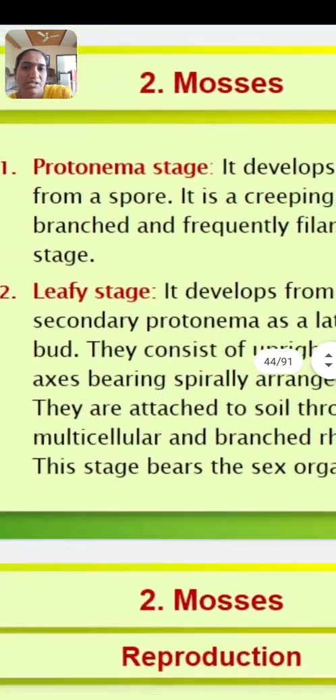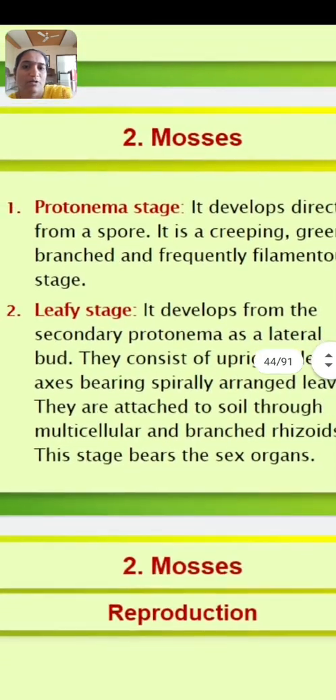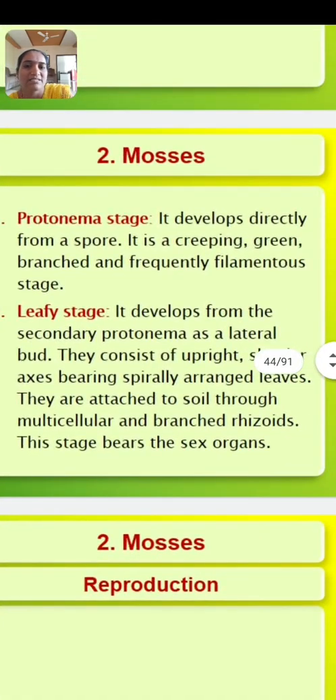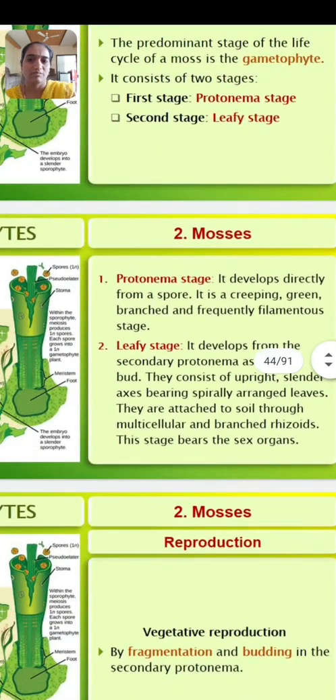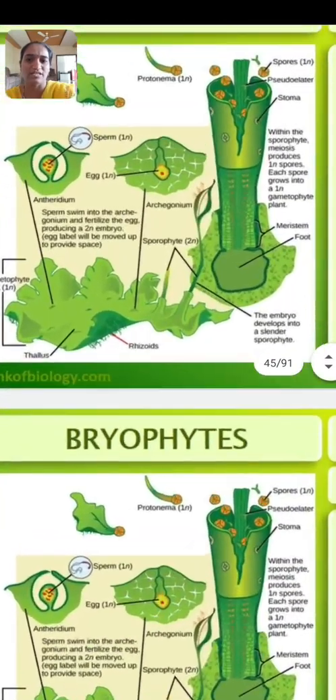Then the leafy stage develops from the secondary protonema as a lateral bud. Lateral means from the sides. They consist of upright, slender axis bearing spirally arranged leaves. They are attached to the soil through multicellular branched rhizoids, and this stage bears the sex organs. Okay, that means this leafy stage.